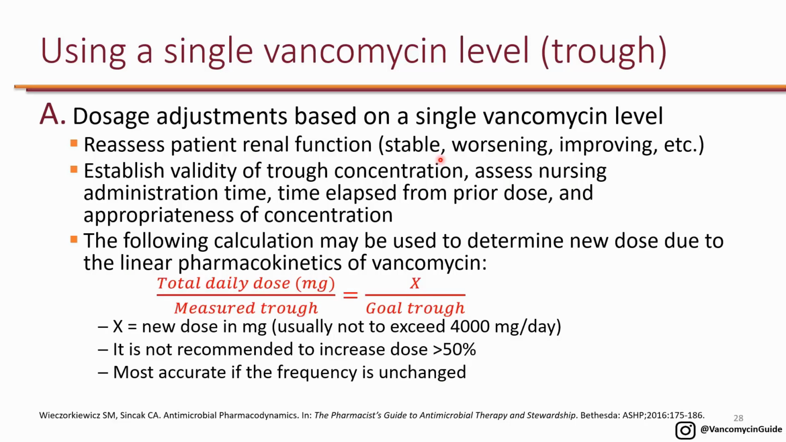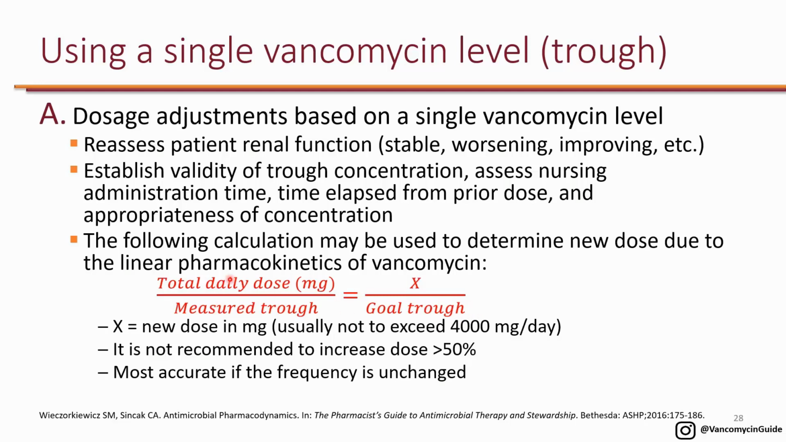Then you need to assess the level. So when you order a trough, you shouldn't always assume that it's actually a trough. It's just a matter of when the nurse actually draws the level. So when the level comes back, even though it's labeled as a trough, you should assess the time that it was drawn to make sure that it was actually a true trough. Once you establish that the level was actually a trough, then you can use a simple proportion to estimate how to adjust the dose.